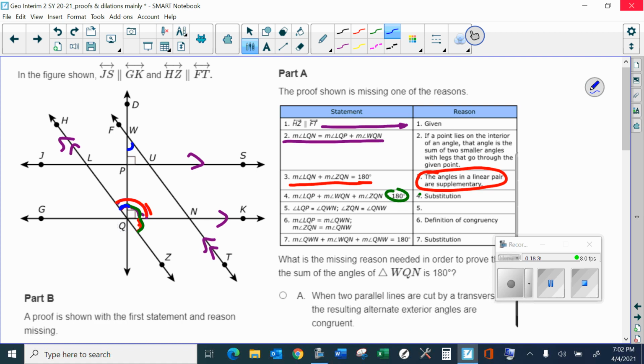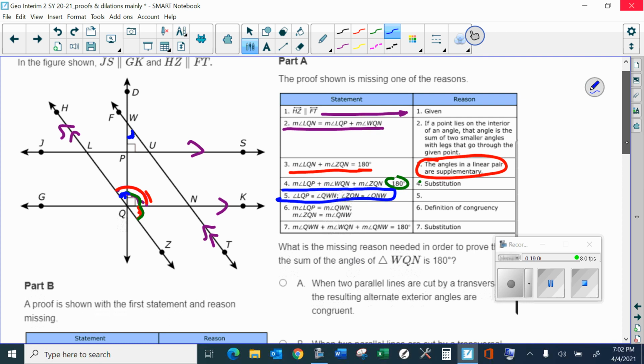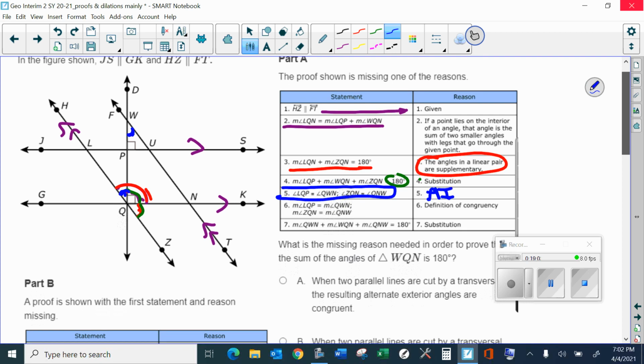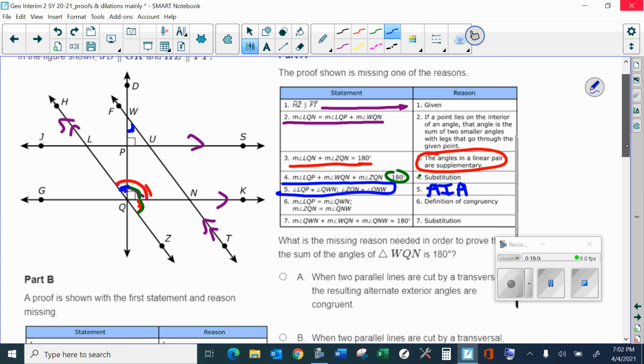So this blue one equals that one right there. Why do we know that's true? We have parallel lines cut by a transversal, so alternate interior angles are congruent. So this angle equals that angle. I don't even have to go to the second one. I already know why these two are congruent: AIA. Both of them must be AIA because they're the same ones. So AIA is my answer. That's what I'm looking for.